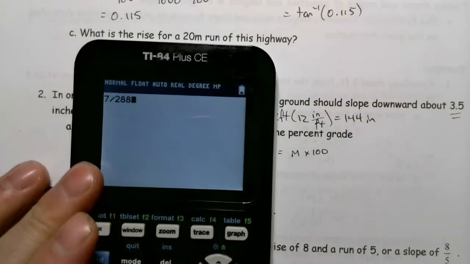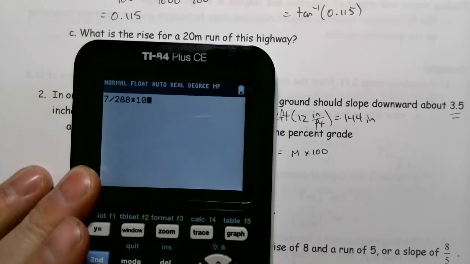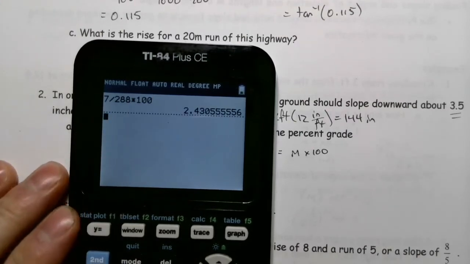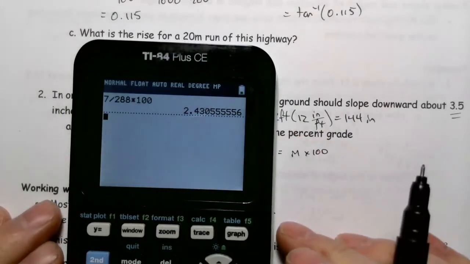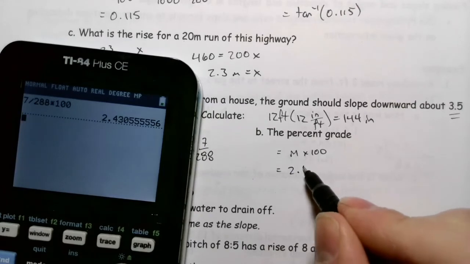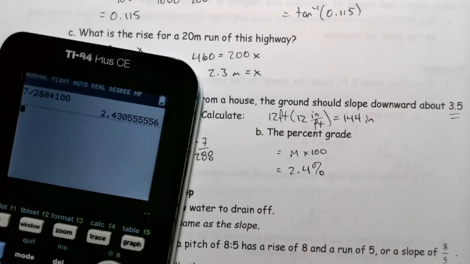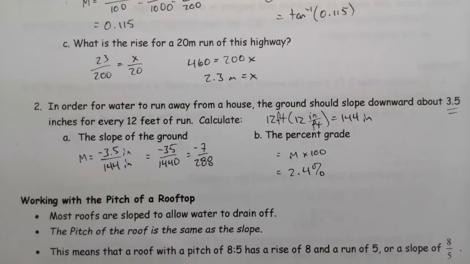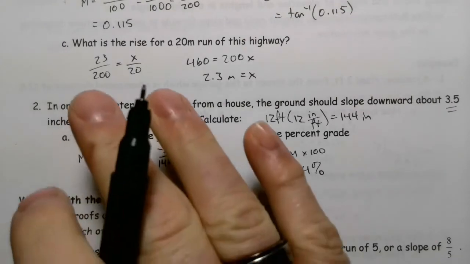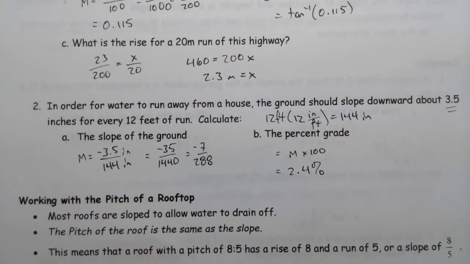So it really wasn't an issue here. So 7 divided by 288, let's multiply that by 100. So slope multiplied by 100 is my percent grade. So to the nearest tenth, that is going to be 2.4%. That is not very much. You don't need much of a grade for the water to effectively run away from the house. Good.